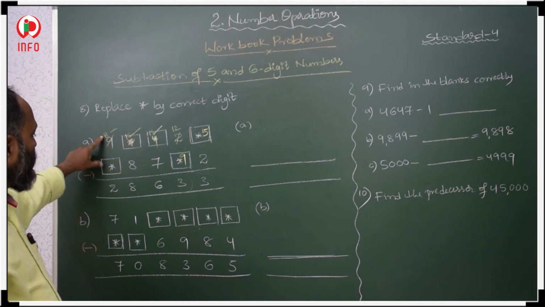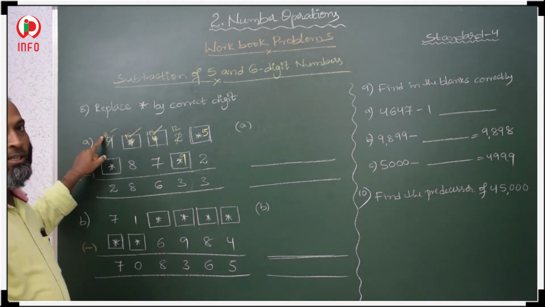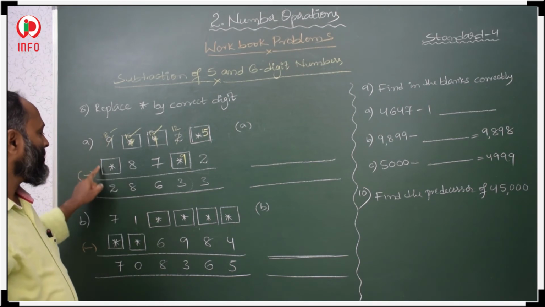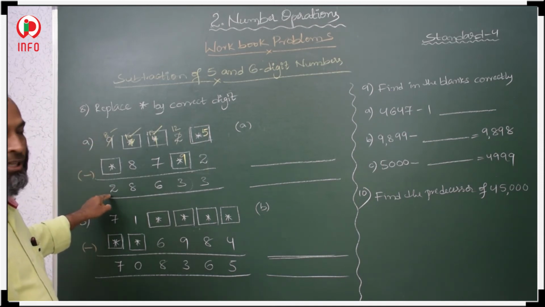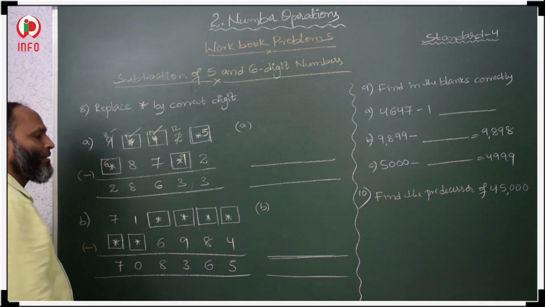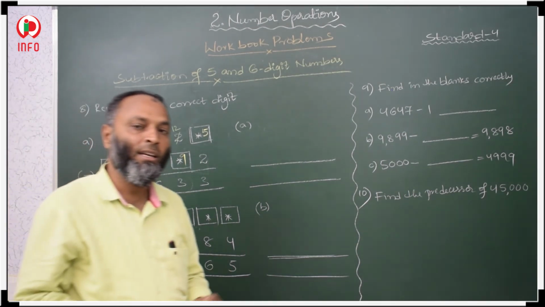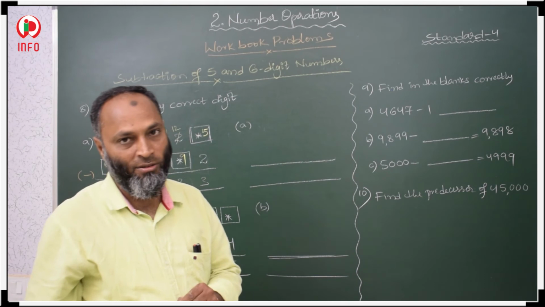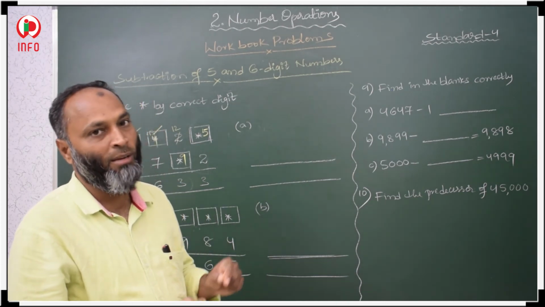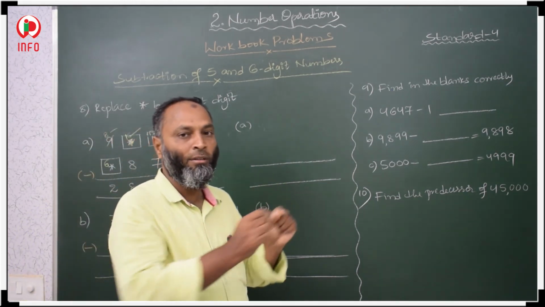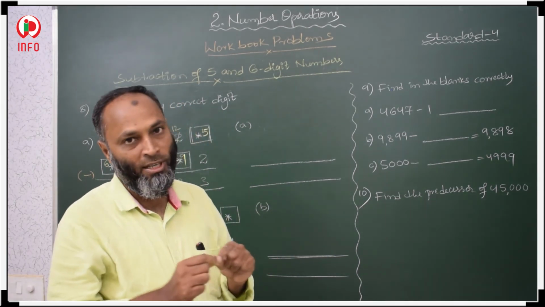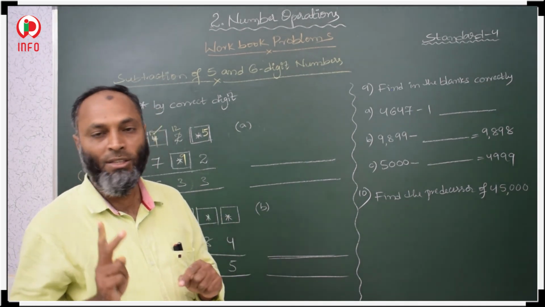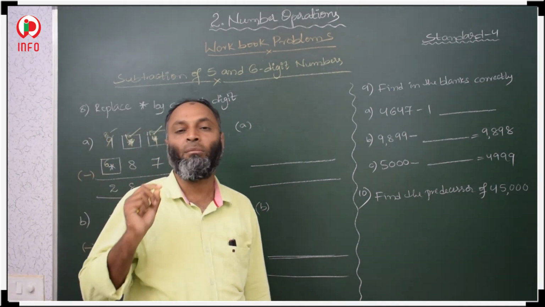Now, 8 minus what? Here the minuend is there, the subtrahend is not given and the difference is there. How to get this subtrahend? By making minus. 8 minus 2, 6. That means here 6 is there. So just think what is not given. If the subtrahend is not given, then subtract the difference from the minuend. If the minuend is not given, add the subtrahend and difference. These two formulas you have to remember and use.